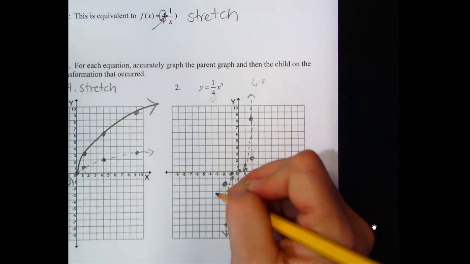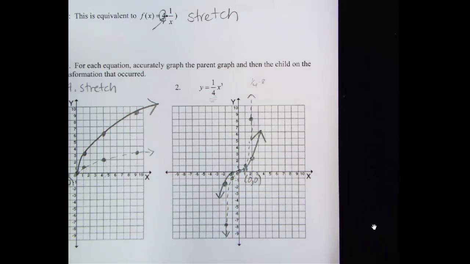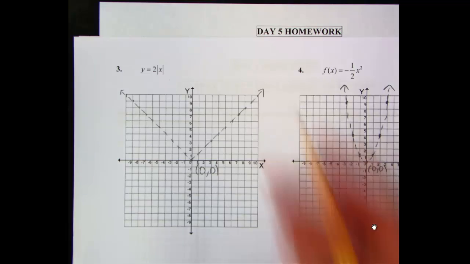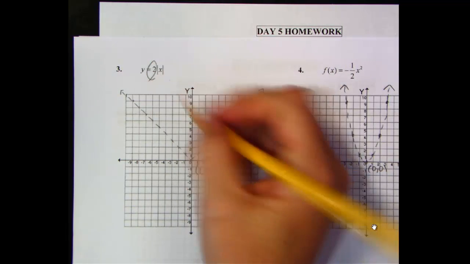Let's think about my answer. And there is that child graph. Okay, last one: 2 times the absolute value of x. It's a 2. Big number, stretch.